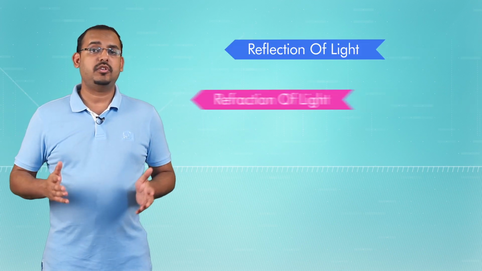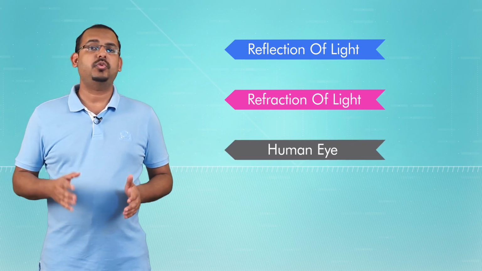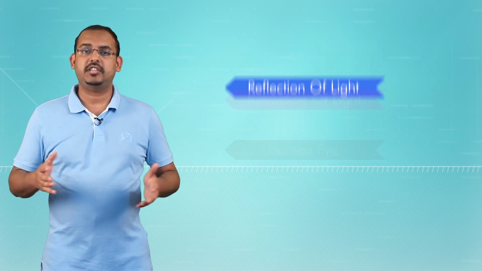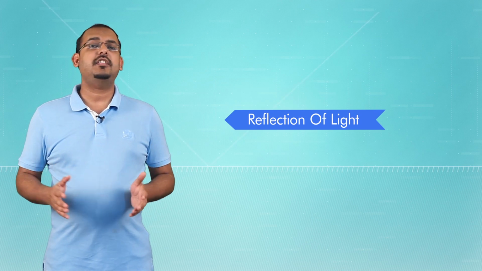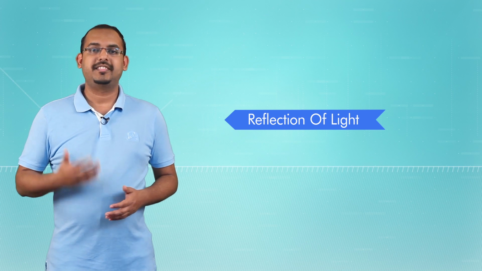Now during the course of this topic, we'll go through three different chapters where we'll learn about the phenomena of reflection of light, refraction of light and the human eye. In this chapter, we'll learn about the various concepts related to the reflection of light and we'll see the various observations and laws which govern the study of reflection of light. See you in the next lecture.